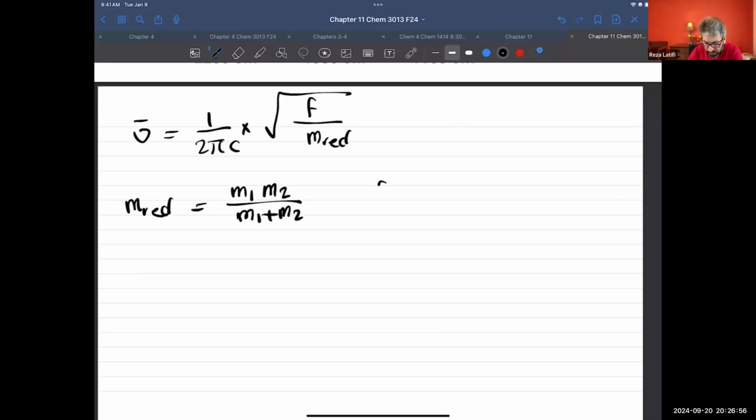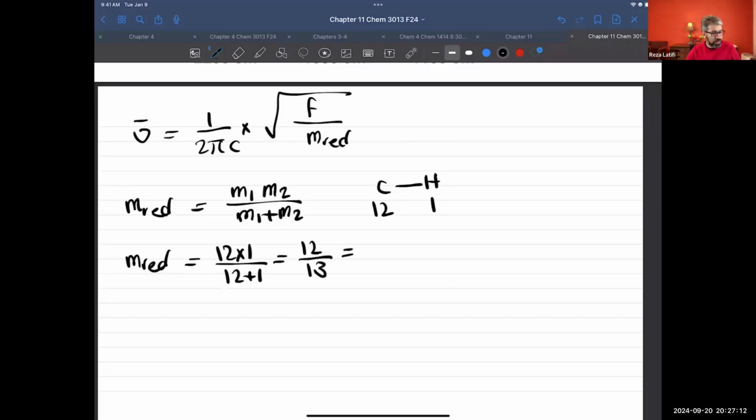Okay, so imagine you have carbon attached to hydrogen. Carbon is 12, hydrogen is 1, the mass for them. So the reduced mass for it is going to be 12 multiplied by 1 divided by 12 plus 1. Okay, that's going to be 12 divided by 13. Let me do the calculation. Sorry, it's going to be around 0.9, so something around 0.92.